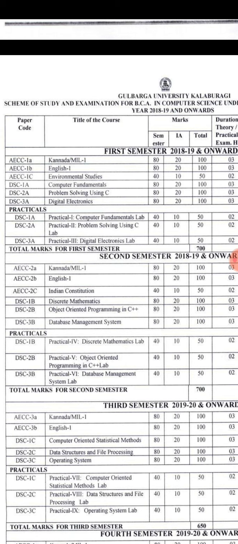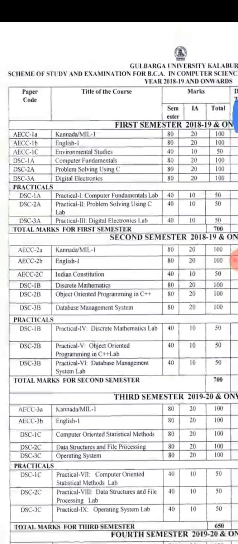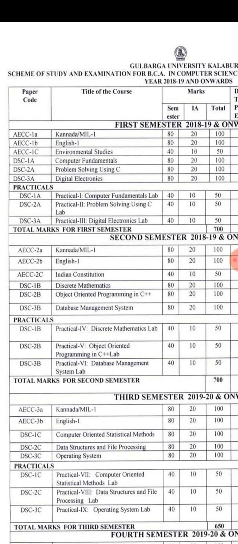Next subject is discrete mathematics. Next is object oriented programming in C++ and database management system. So these are the three computer related subjects and two languages, one Indian Constitution. And practicals related to the theory part.